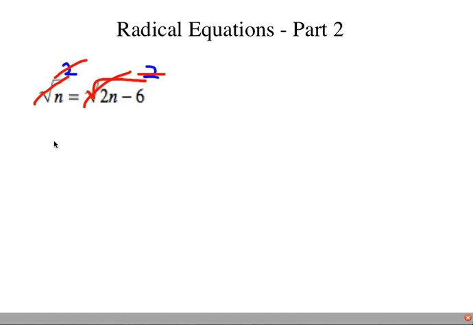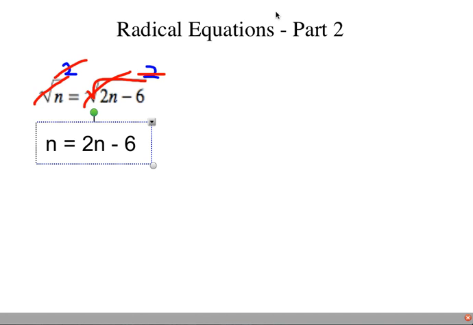So we can rewrite the equation. n is equal to 2n minus 6. Now here we have a two-step equation. See guys, everything eventually changes to a two-step equation. n is equal to 2n minus 6.